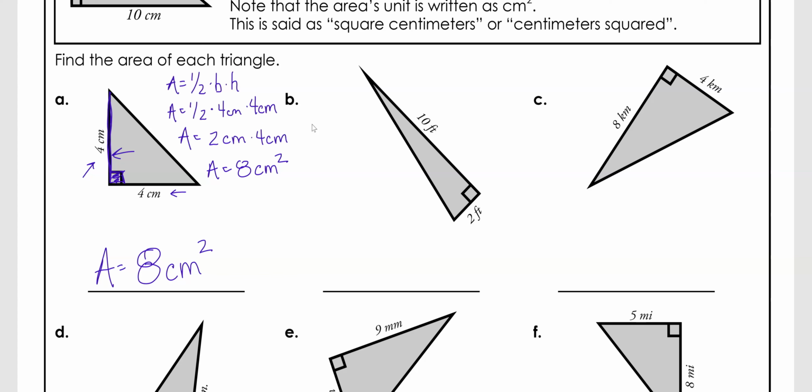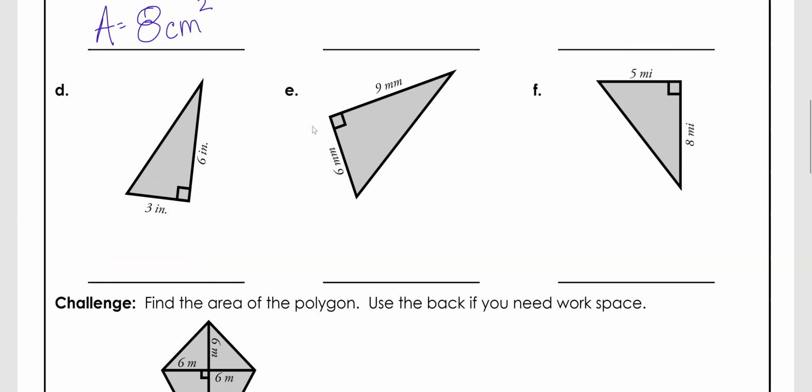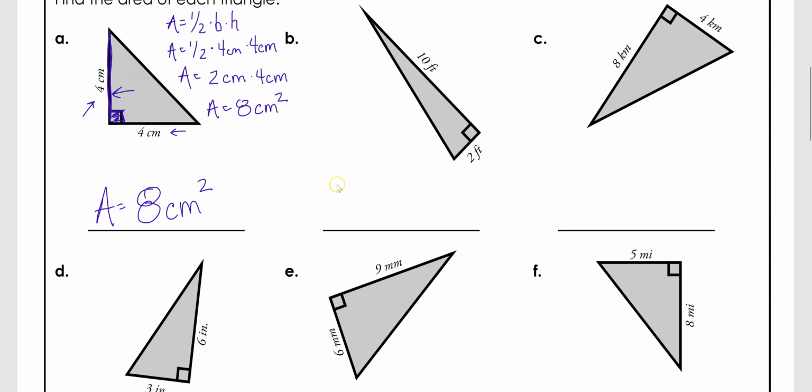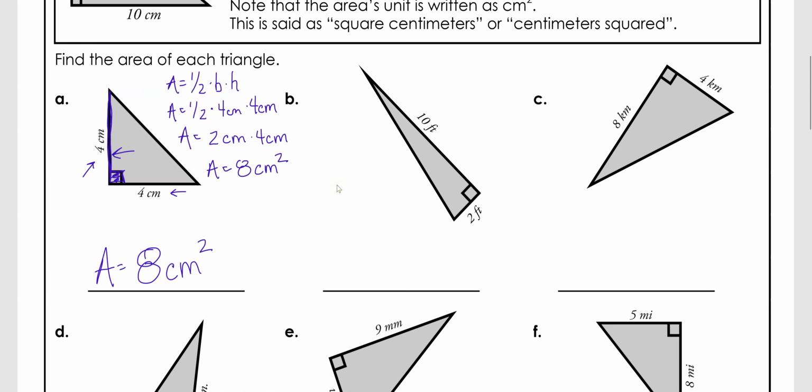B, we have 10 feet and 2 feet. Again, these are right triangles. So it does appear that the whole page is right triangles. So again, for a right triangle, the height is going to be the length of the side. But for other triangles, you would not necessarily have one of the sides be the height, because if it's on a slant, then it wouldn't be perpendicular to the base.